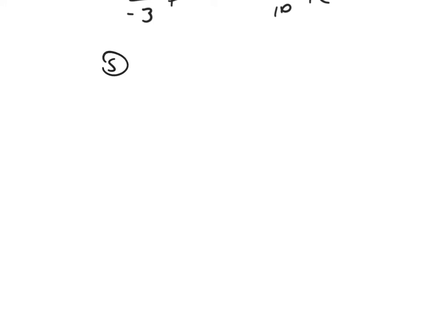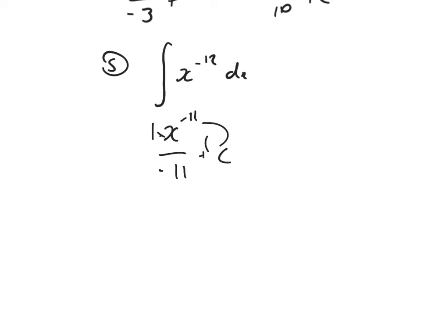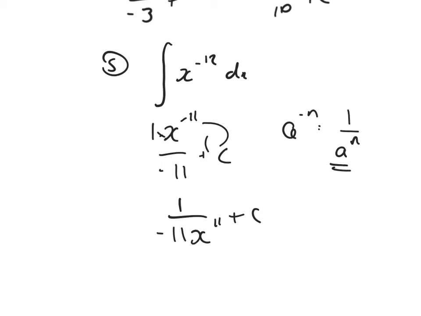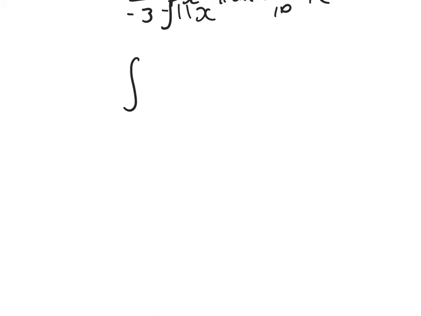Okay, at this very early stage we're going to look at changing negative powers back into positive powers. So we'll integrate x to the minus 12. That will be x to the minus 11 over minus 11 plus c. Remember, that's 1 times x to the minus 11, so I'm going to make the power positive, and that will be 1 over minus 11 x to the 11 plus c. And that is using the reciprocal rule of indices, which is a to the minus n is equal to 1 over a to the power n.